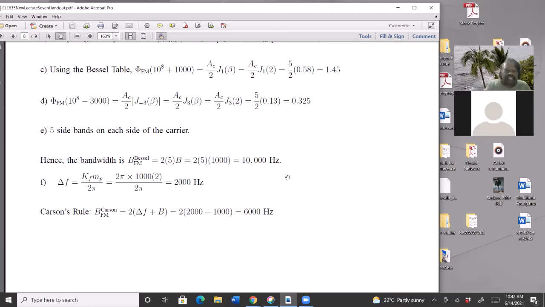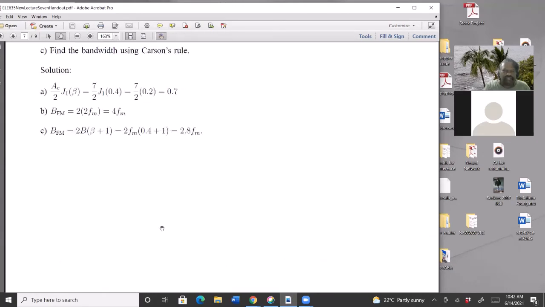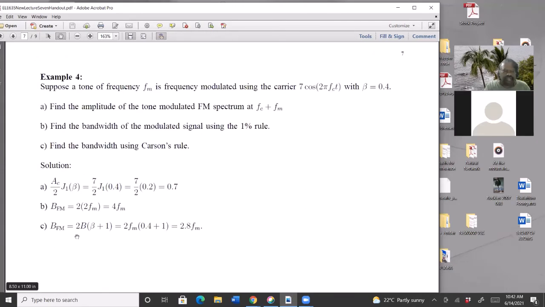And the next question is to estimate the bandwidth using Carson's rule. To use Carson's rule, actually I don't need this calculation. I could have used beta here, right? But I first calculate delta F and do this. I think a faster method is to use that 2 beta formula. There is a formula with beta in it, right? Yes: 2 times bandwidth times beta plus 1.